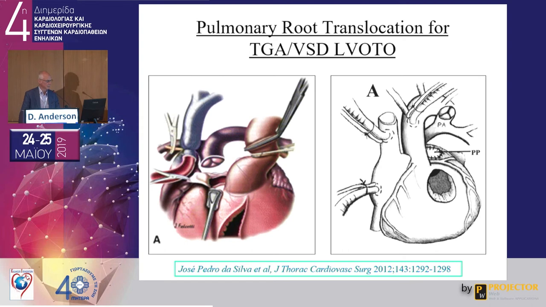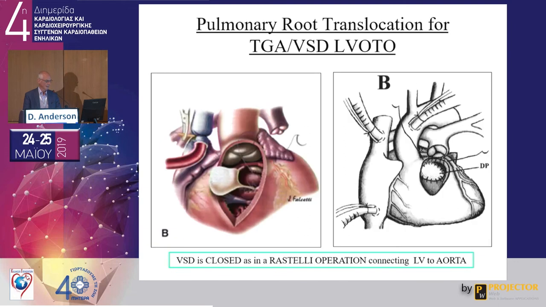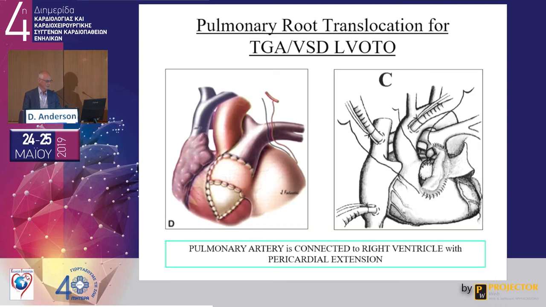And here is another operative procedure, which is described by De Silva, the same man who popularized the cone procedure for Epstein's anomaly. And again, the pulmonary root is excised and then brought forward, having closed the VSD in the manner of a Rastelli procedure and attached to the right ventricle and connected to this position.